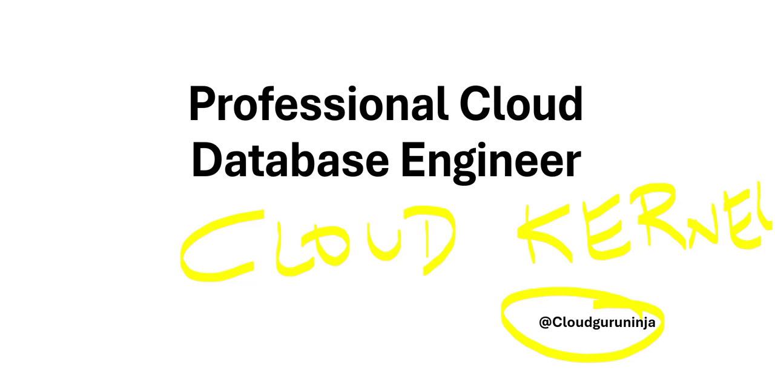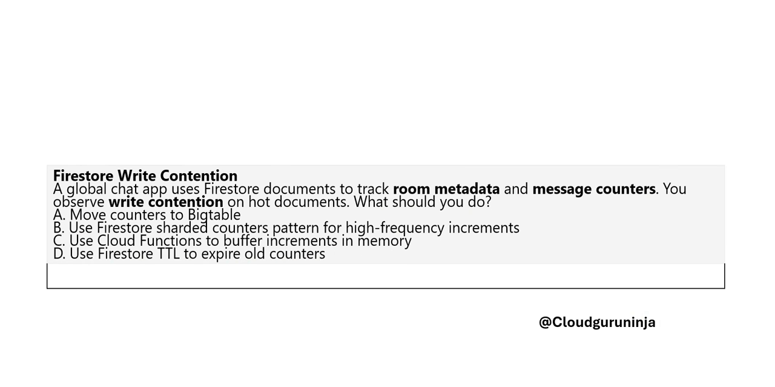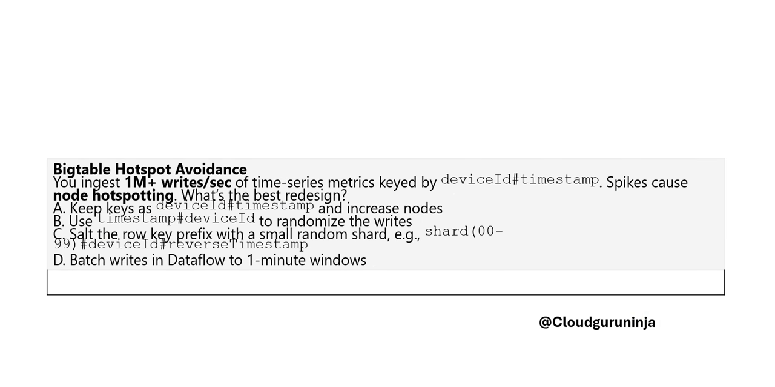Let's look at the next question here. This is a big table related question. We are trying to address the topic of hotspot avoidance in Bigtable. You ingest 1 million writes per second of time series metrics, keyed by which device is sending the data and at what time it sends the data. These are the keys. Spikes cause node hotspotting. What is the best design?